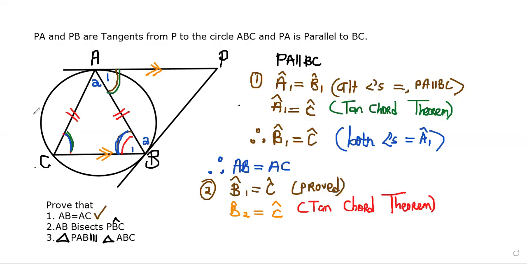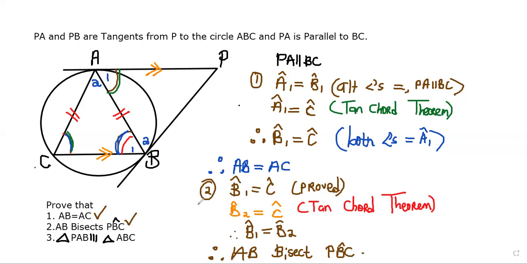So since both angles are equal to C, therefore, what will happen? It means to say B1 is equal to B2. And mind you, I told you that if you can prove that B1 is equal to B2, you will have proved what? That AB bisects angle PBC, just like that. So that's how basically you prove this. So we are done with number 2.